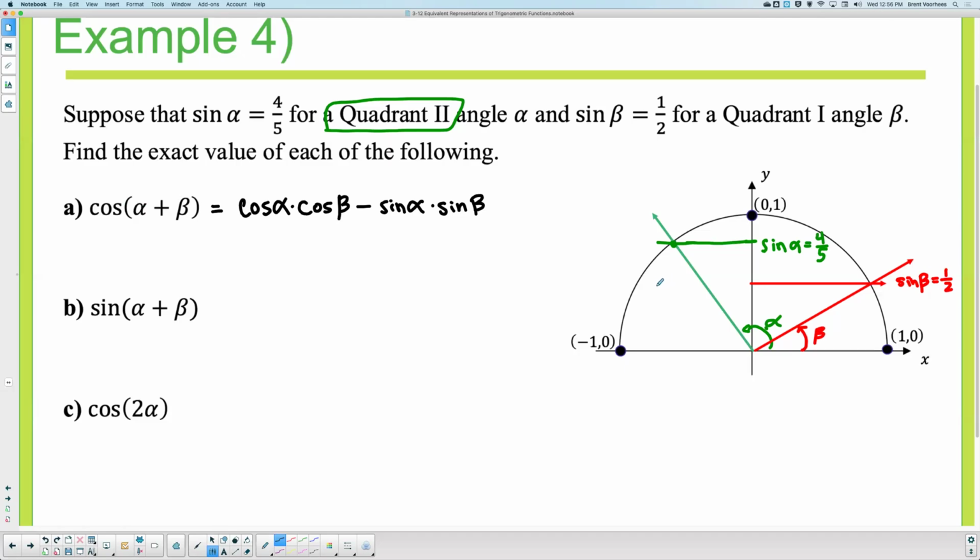Okay, to solve this, I'm going to do a triangle. Come back over, and I'm going to draw both of them as a triangle. This is going to be triangle alpha. And then I'm also going to have over here triangle beta B. On triangle alpha, they told us our Y value. What's our Y value here?